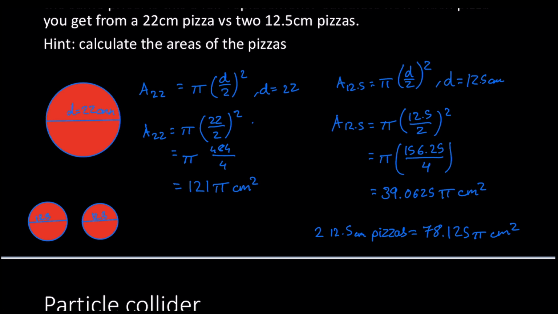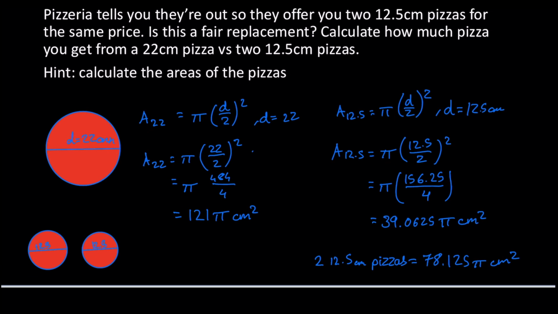Well, we get that it is not a fair exchange for you to get two smaller pizzas instead of one big one. Why? Because two smaller pizzas is 78.125 pi centimeter squared worth of pizza, and the bigger one is 121 pi centimeter squared. So that is a lot more pizza that you get from the bigger one than two smaller ones. So don't accept this trade offer.